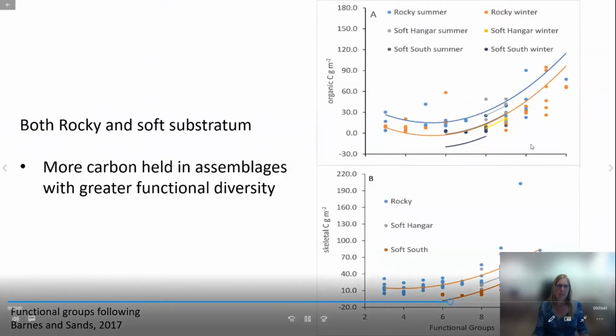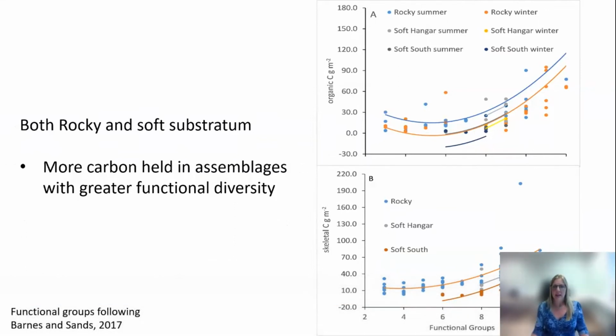Okay, so quite a bit to take in from this slide, so let's break it down. The x-axis has number of functional groups. The y-axis has amount of carbon. The top graph is organic carbon from tissues, and the bottom graph is skeletal carbon. And the data is for both rocky substratum and soft sediments.